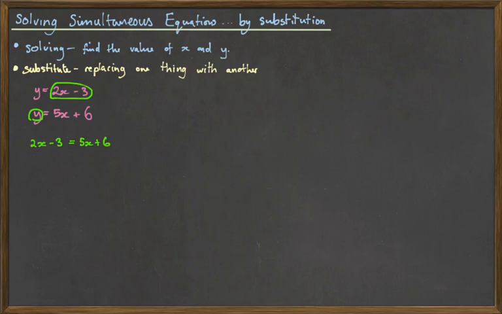Check that you're happy with that statement. All I've said is that, well, y is 2x minus 3 and y is also 5x plus 6. So I can replace the y I've circled by 2x minus 3. Now pause the video and just solve this.